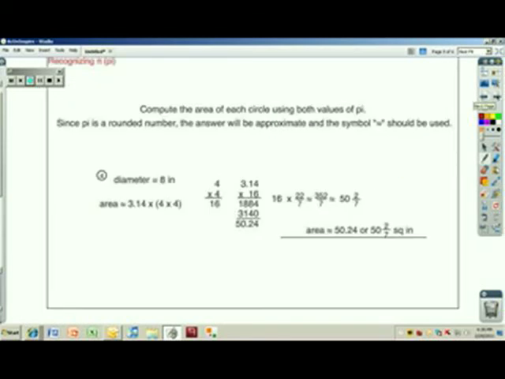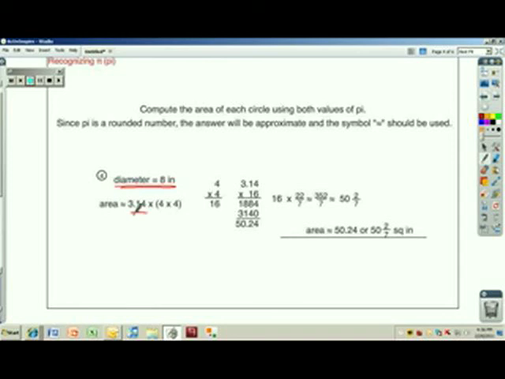All right, here are some problems. It says compute the area of the circle using both values of pi, the decimal and the fraction. So if the diameter is 8, do I use the number 8 for area of a circle? No, I'm using the radius. So what's the radius? Half of that, right? Which is 4.